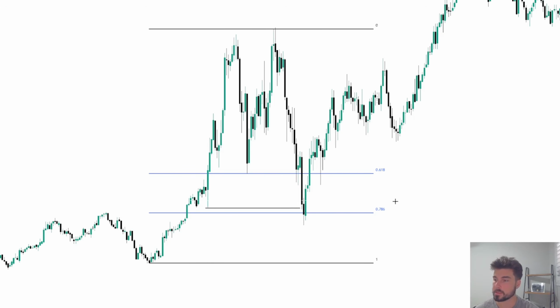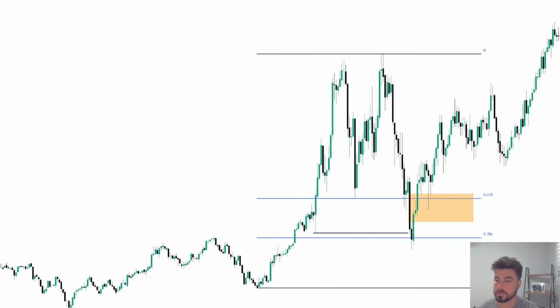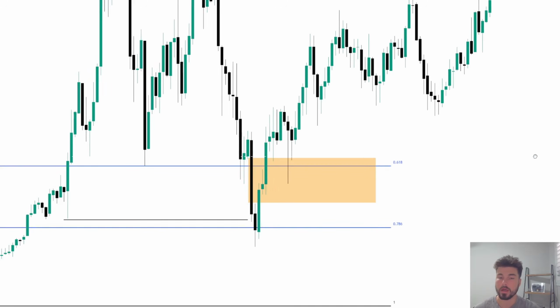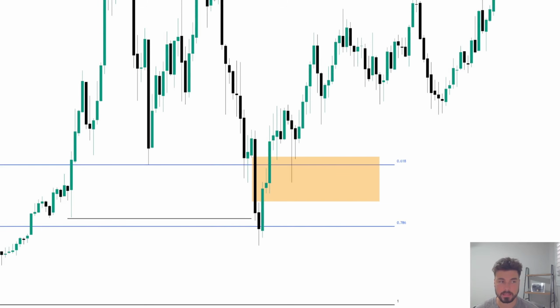We are still in the Silver Bullet session, right? So we sweep liquidity, we have this inversion fair value gap right here. That's marked out nicely. But what else do we have? If I just zoom in here, do we have a market structure shift? Do we have a return into a bullish fair value gap? And the answer is yes.